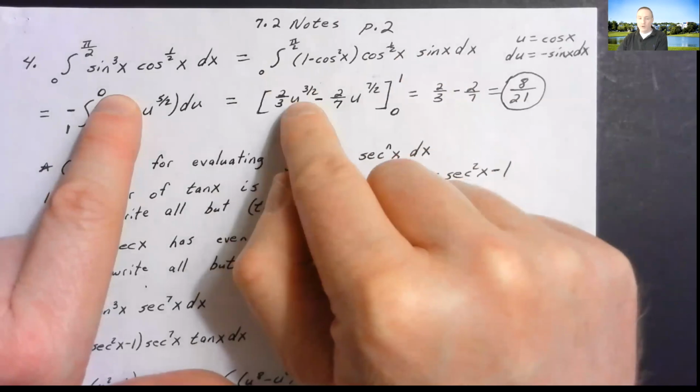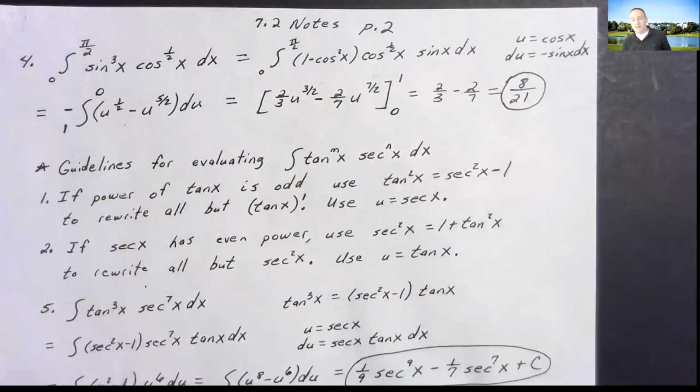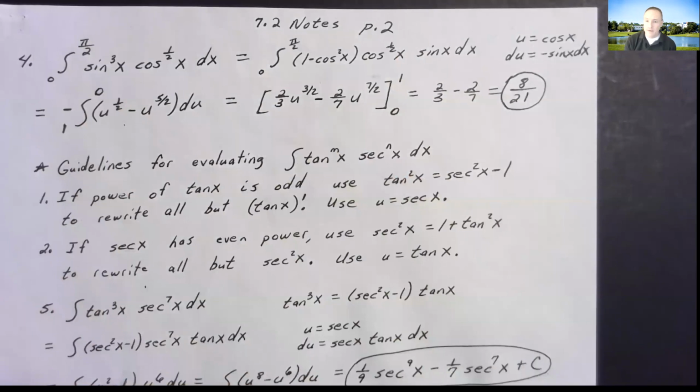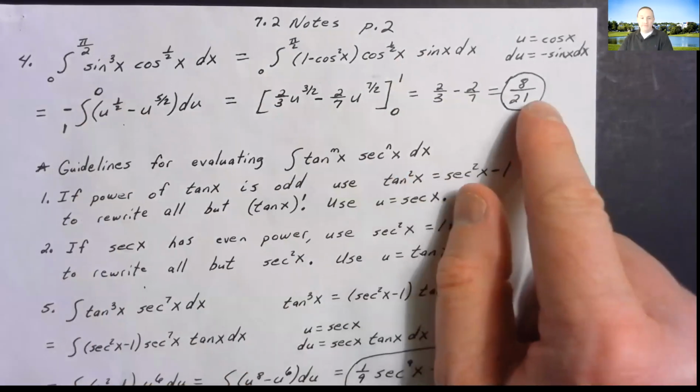When you plug in the 1, you'll just get 2/3 minus 2/7. We know that's going to give us a common denominator of 21. We'd have 14/21 minus 6/21 for 8/21. And then the lower limit of integration is just 0, so it would give us a 0. 8/21, final answer.